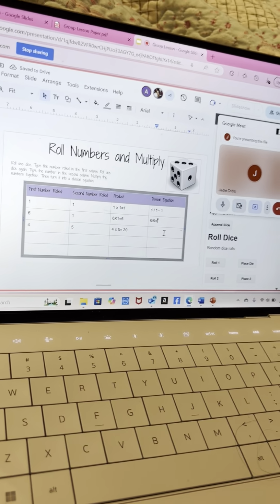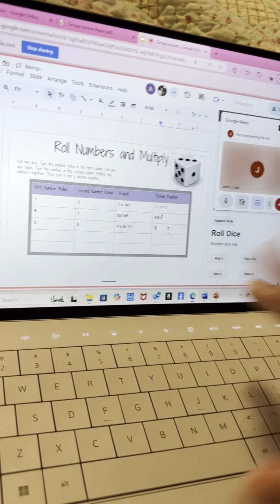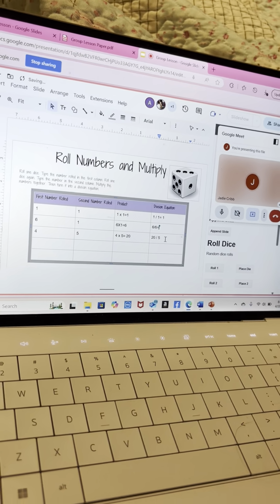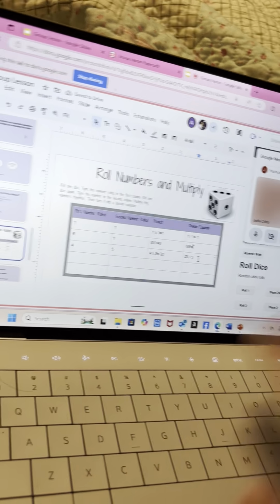All right, so let's create a division problem out of that. So I'm just going to pick something. I'm going to do 20 divided by 5 is going to give us what? 4. Good job.